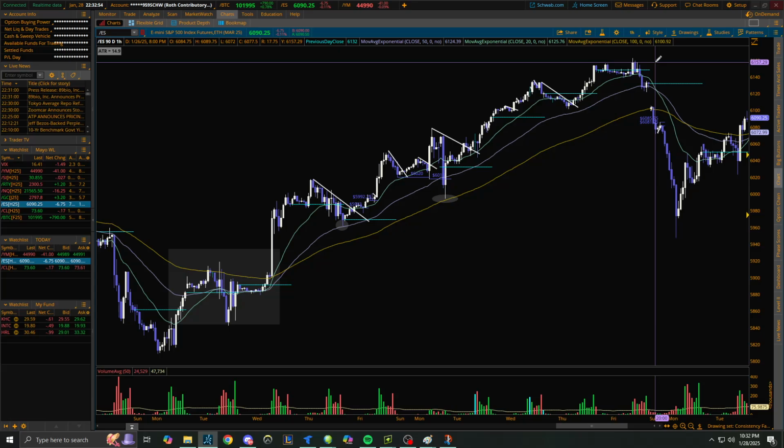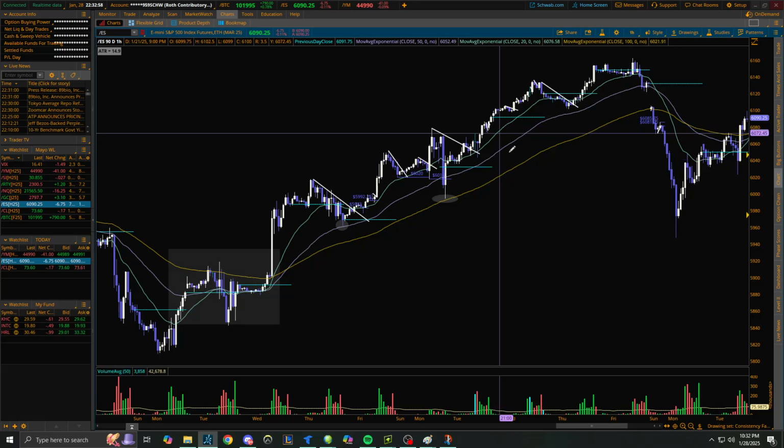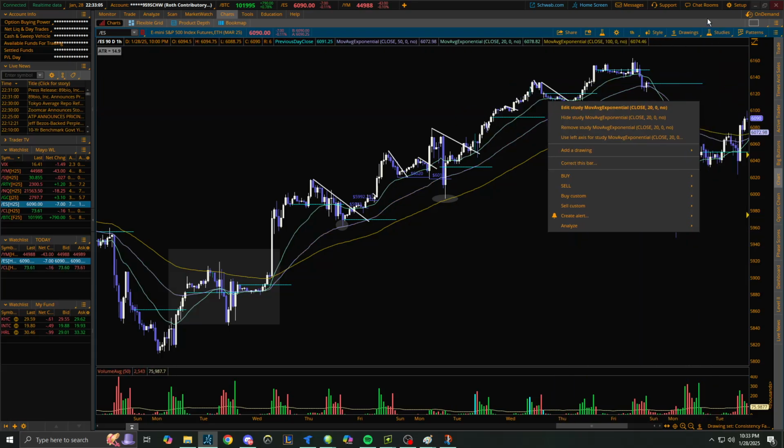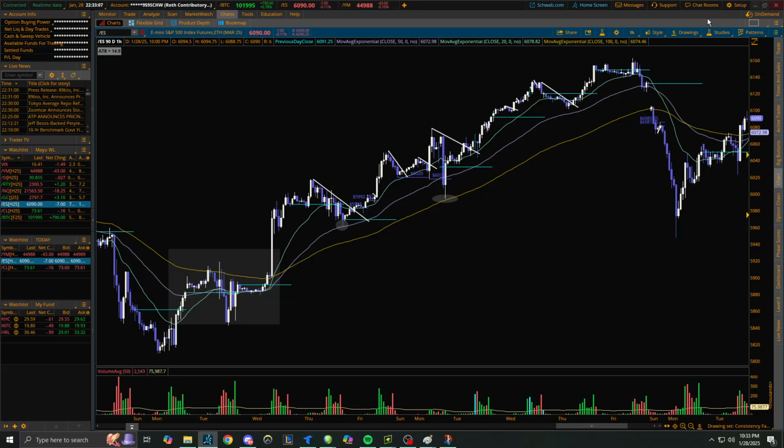So how do you pinpoint what the context is? And the easiest way is using moving averages, right? So I use a 100 EMA, a 50, and a 20. That's what I use. You can probably find ones that work better for you, but this is what I like.